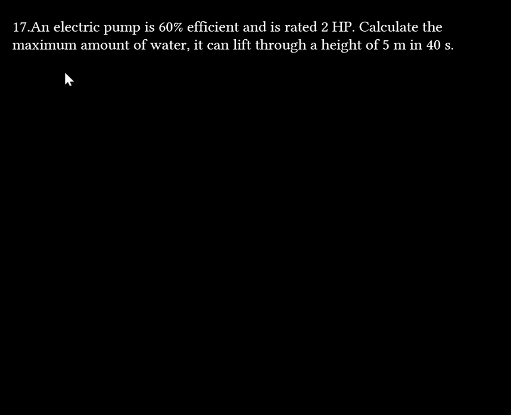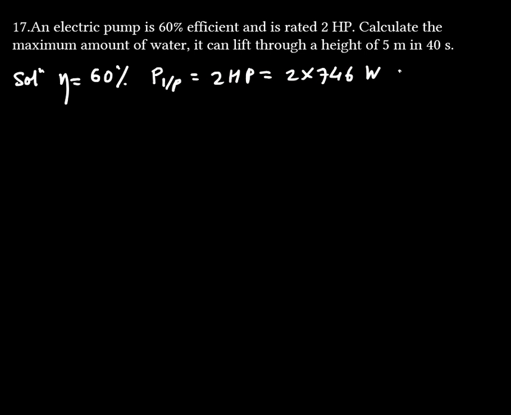So we have one more question, and in this question the following information is provided to us. The efficiency is 60%. Then we have the power input, which is equal to 2 horsepower. So the power input is equal to 2 horsepower, that is 2 into 746 watt.